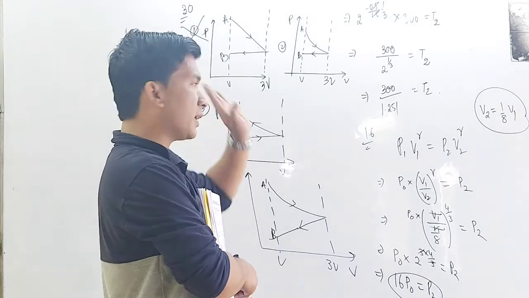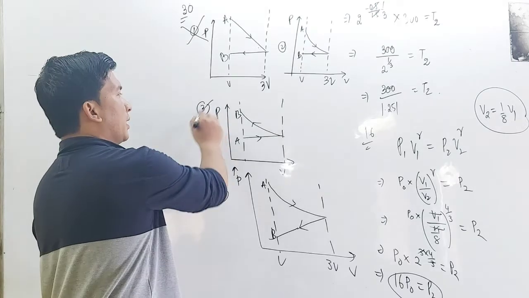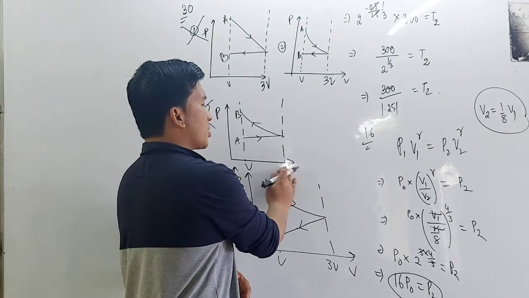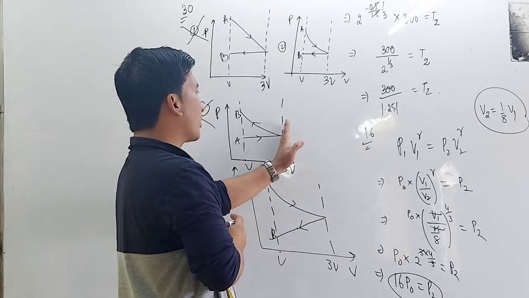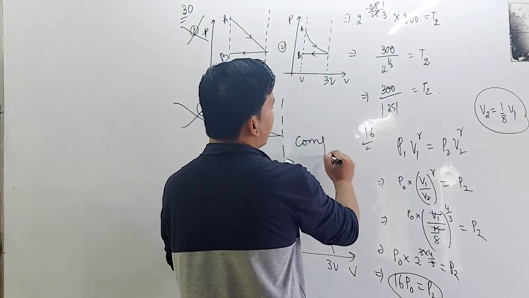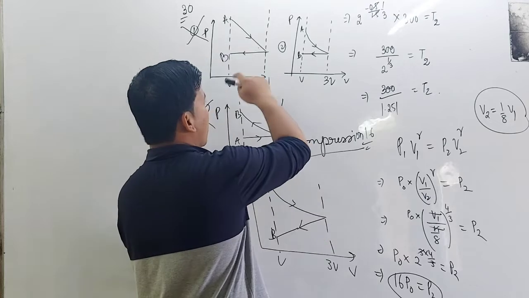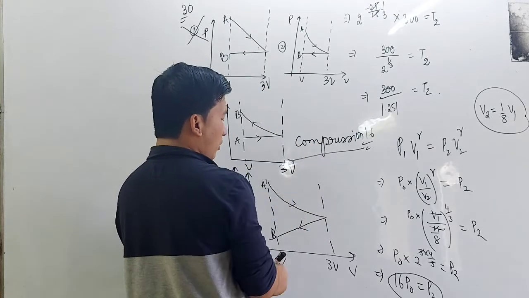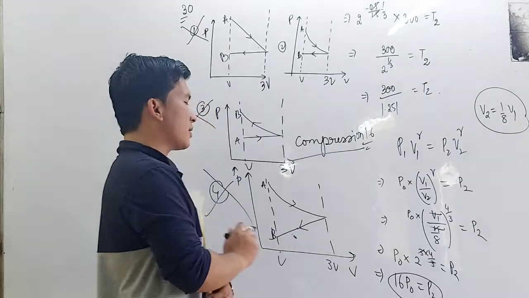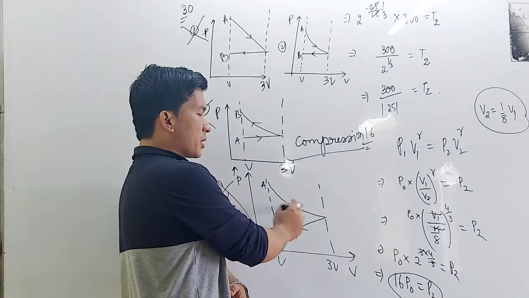Next, option number 3. This is also eliminated because the volume decreases here, V and this is 3V. Our volume compression, volume decreases. This is compression, and the first process should be expansion, so doing compression is wrong. We don't have this type of process. Firstly, there is volume expansion.